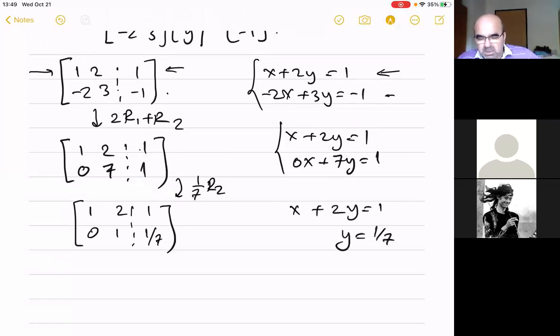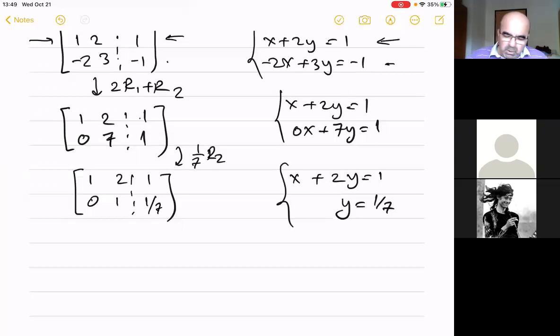Okay? Of course, you can solve it from here, but let's continue a little bit more. What else can we do? Well, we can multiply. So this matrix is now in echelon form, but it's not row reduced yet. In order to get a row reduced matrix, this 2 must turn into 0.